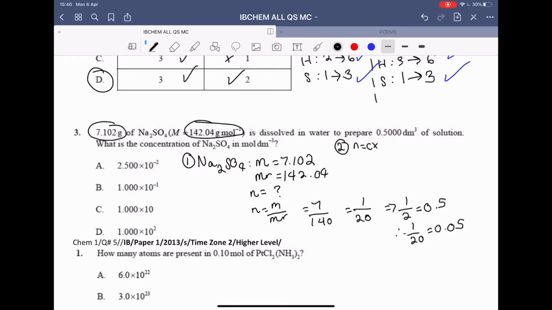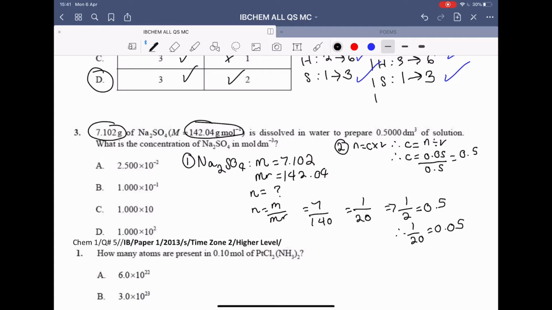The second thing we're doing is writing our equation because we know we need to calculate this. So I'm just rearranging it again and plugging in the values. 0.05, which we've calculated for the moles, divided by 0.5 dm cubed, because that's given in the question, is 0.1.